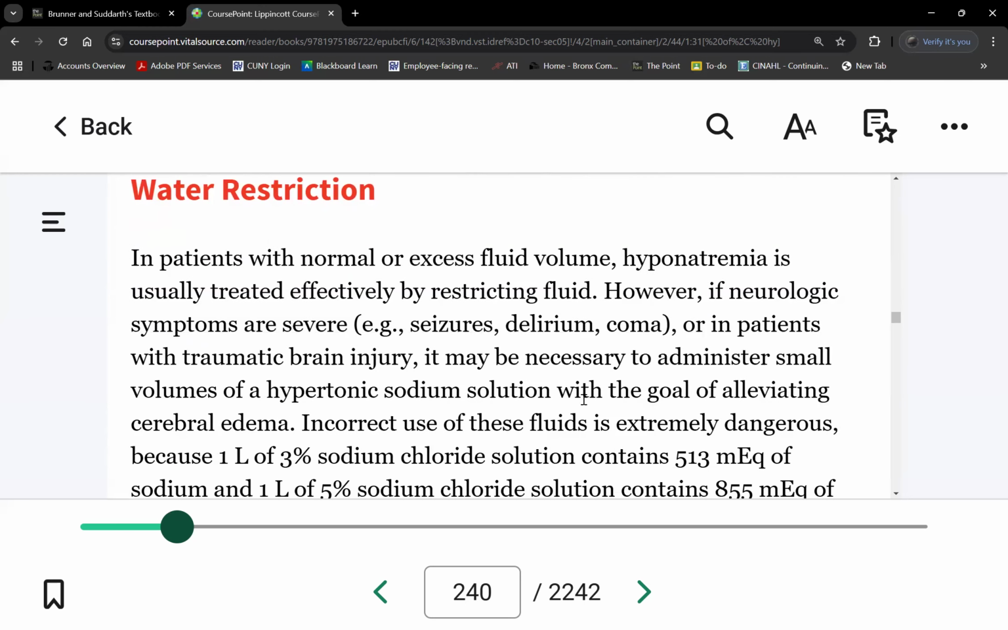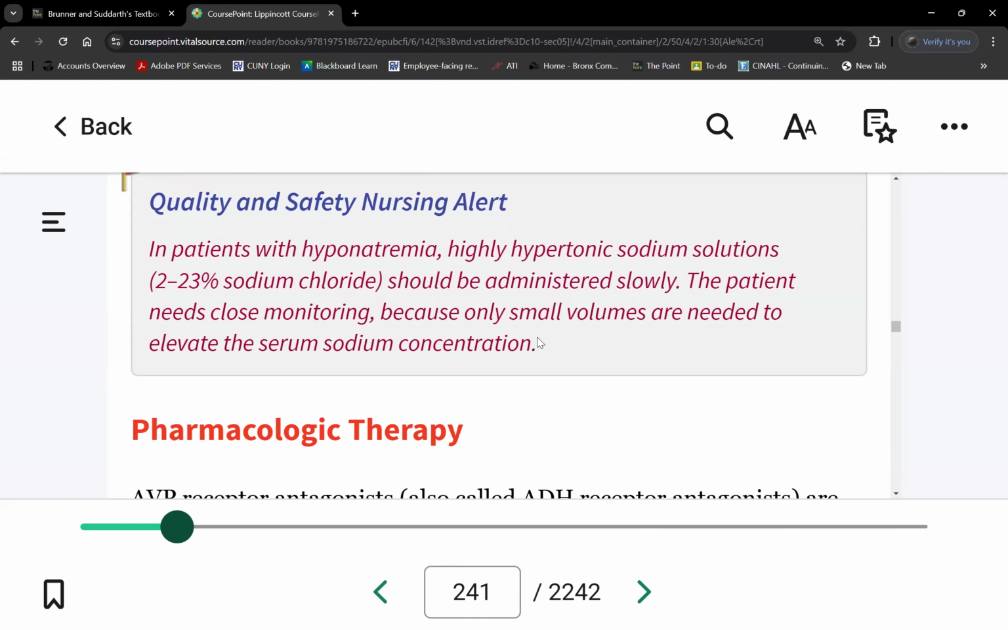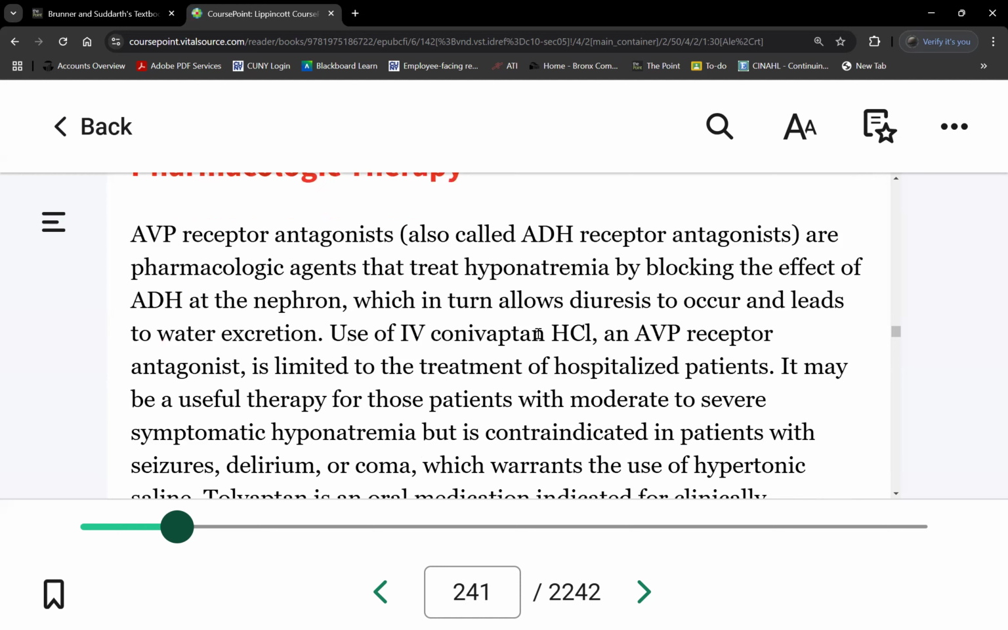As I mentioned, water restriction, okay, most of the time is more than enough to correct the sodium imbalance. Especially if the doctor orders 3% sodium chloride. Okay, so very high risk for fluid overload. There are 2 drugs that are usually given for hyponatremia, but they're seldom done because they raise the sodium levels too high, and you'll end up with hypernatremia.